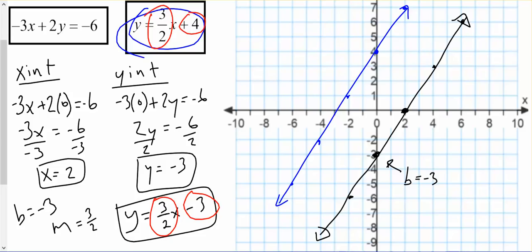If they had the same y-intercept, it would be the same line on top of itself, and that's a different name. Those are called coincident lines. But these are parallel lines because they have the same slope and different y-intercepts.